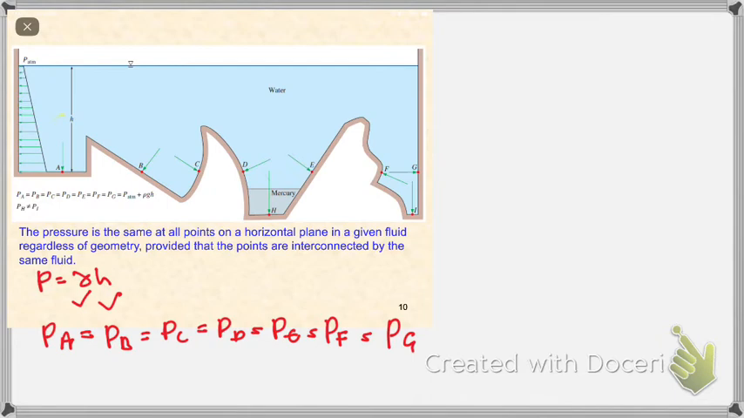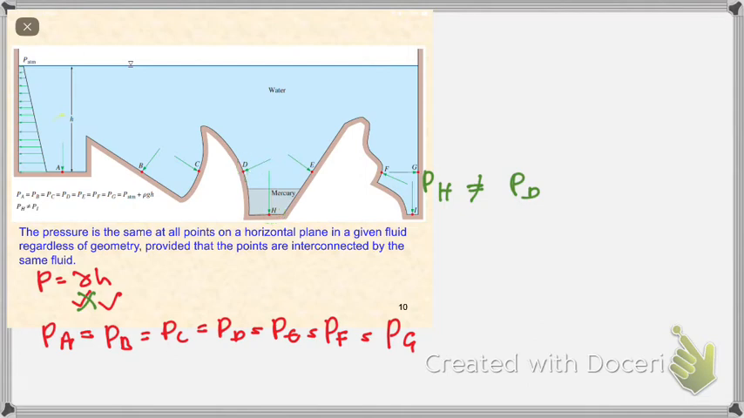Now we compare point H here with point D. Do these two points act in the same liquid? The answer is no. H is acting in mercury while D is acting in water. So obviously the density is not the same, so PH is not equal to PD.